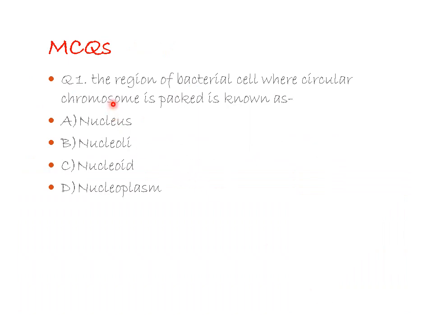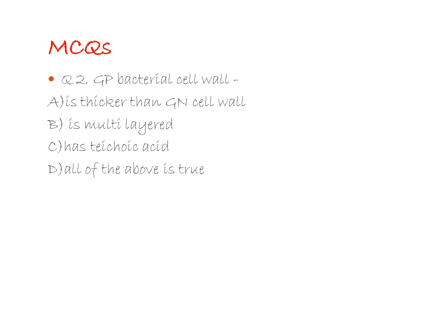So the first question is, the region of the bacterial cell where the circular chromosome is packed is known as A. Nucleus, B. Nucleoli, C. Nucleoid, or D. Nucleoplasm. So the correct answer is C. Nucleoid. Coming to the next: gram-positive bacterial cell wall is thicker than gram-negative cell wall, is a multi-layered structure, it has teichoic acids, or all of the above are true. So the answer is all of them are true.